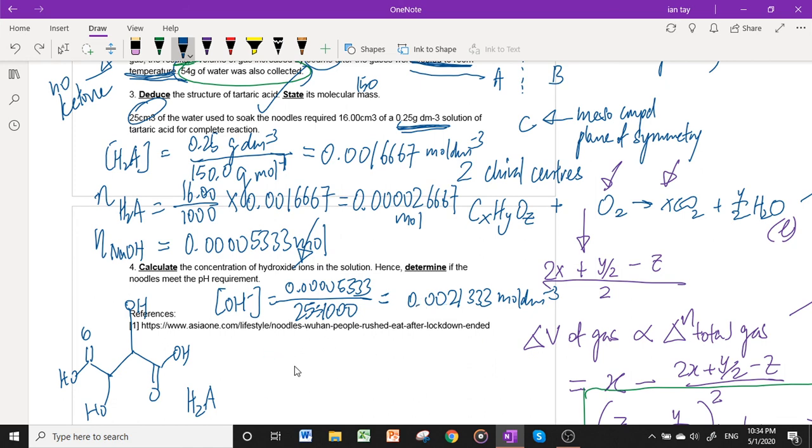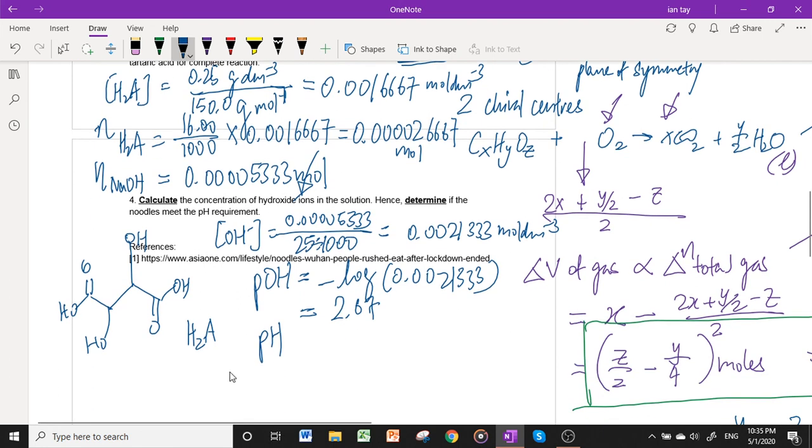So pOH, why did I put an additional dot there? Confusing. pOH equals the negative log of that value, 0.0021333, which equals 2.67. At 298 kelvins, pH plus pOH equals 14. So pH equals 14 minus 2.67, which equals 11.3, and we realize that it's out of the pH requirement.